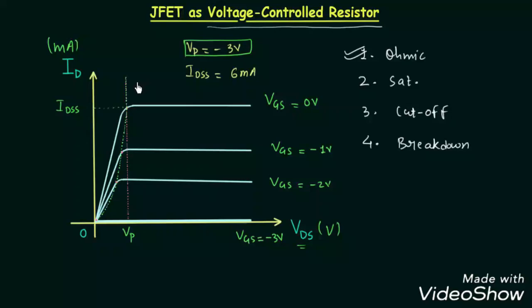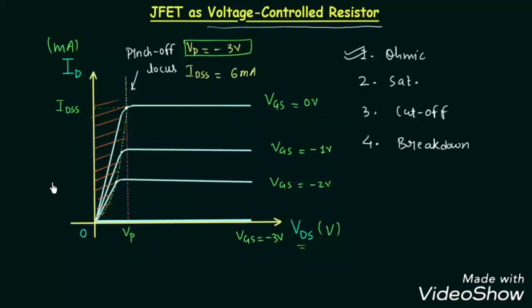The region on the left side of the pinch off locus. Now what is the pinch off locus? If you remember the last presentation, I told you when you join different pinch off points you will have a locus, and that locus we call pinch off locus. And the region to the left of the pinch off locus is known as ohmic region. I will shade the ohmic region. This is the ohmic region.